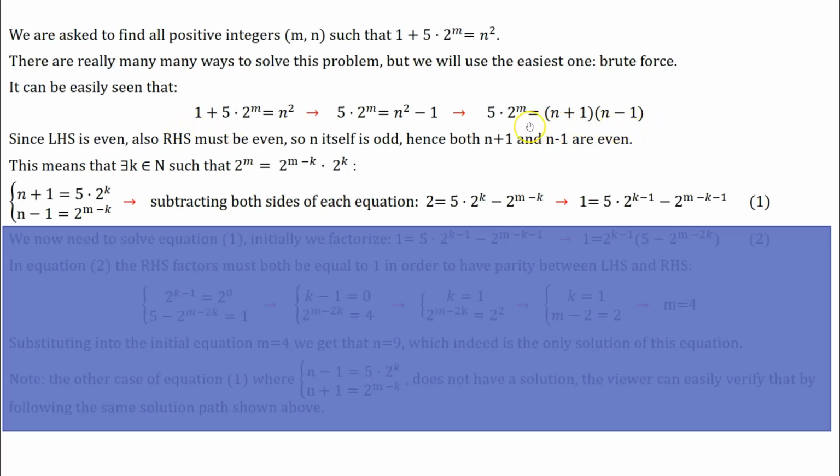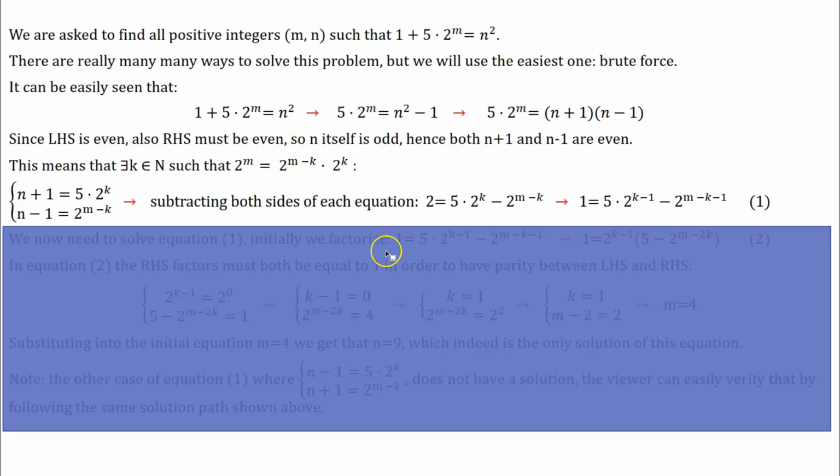Now, since the left hand side is even, of course the right hand side must also be even. So in order for this side to be even, n should itself be odd, which means that both n plus 1 and n minus 1 are even. Now, what does this mean? This means that there exists some k from the set of natural numbers such that 2 to the power m can be expressed as 2 to the power m minus k times 2 to the power k, because the sum of these two exponents is equal to m.